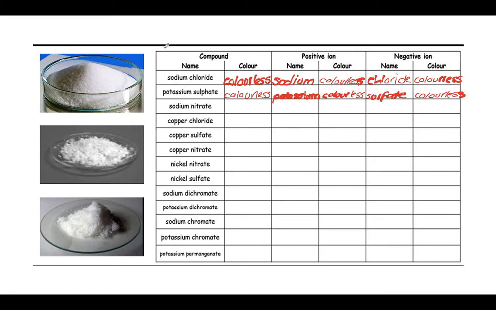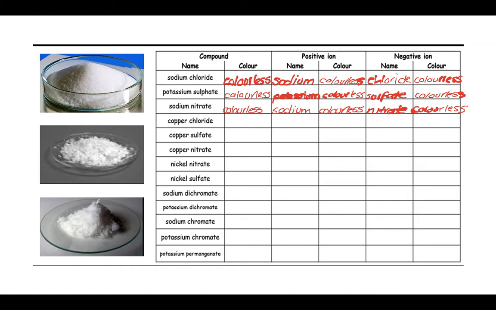The same rule then for sodium nitrate, it is also colourless. So our metal positive ion is sodium, it is colourless, and our nitrate ion is our non-metal. Now, nitrate is made up of nitrogen and oxygen, two non-metals, and it is also colourless.